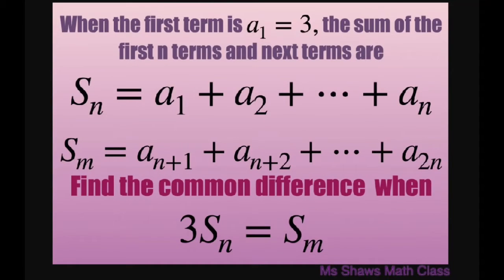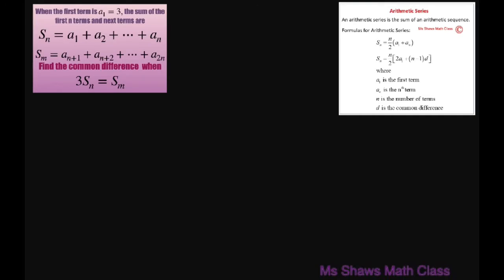One. When the first term is 3 and the sum of the first n terms is given here, s sub n, and the sum of the next n terms is s sub m, so these are two different sequences, the first n terms and the second n terms. We're going to find the common difference when 3 times our sum of the first n terms equals our sum of our next terms. So let's look at this.